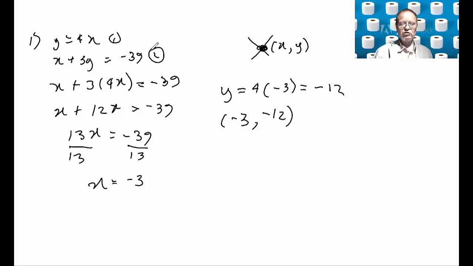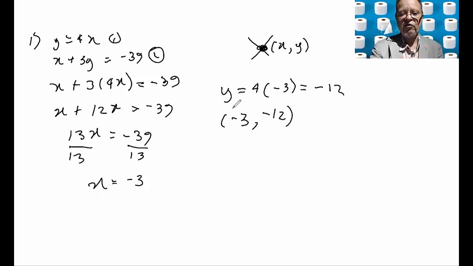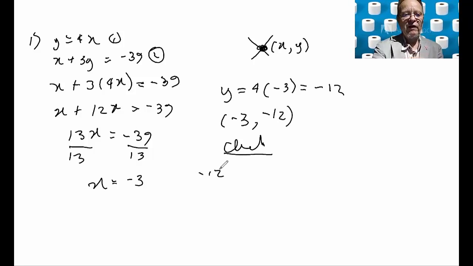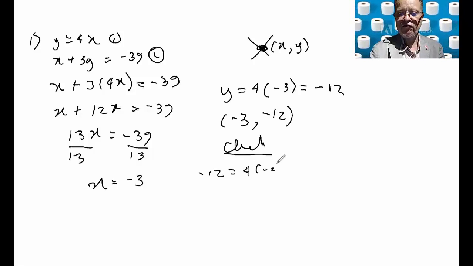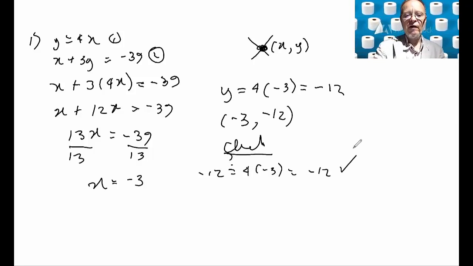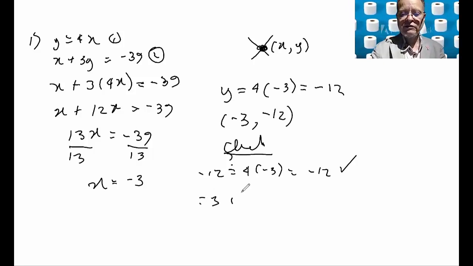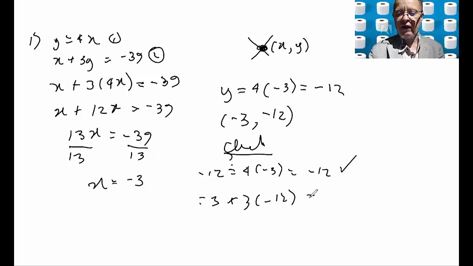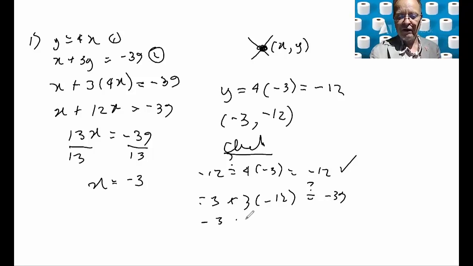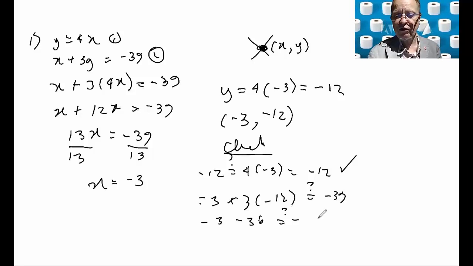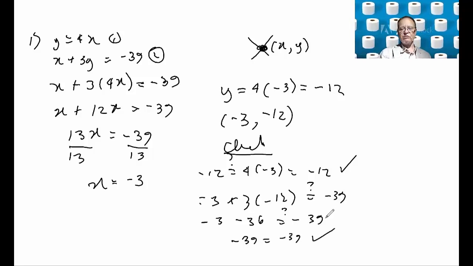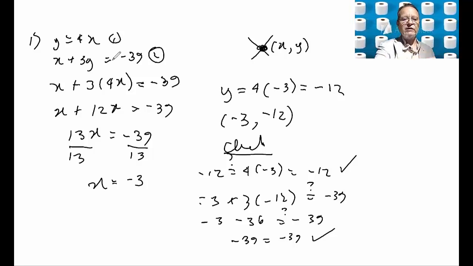Now, of course, you always want to check this to make absolutely sure that it coincides. So we check. So is y, well, y is negative 12 and is equal to 4 times negative 3. So that's equal to negative 12. So that's good. And then we check the other one, and we have x is negative 3 plus 3y is negative 12, and that question mark is equal to negative 39. So we're just checking that, and we find that this is negative 3 minus 36 is equal to negative 39, question mark. And indeed, negative 39 is equal to negative 39. So indeed, this is correct also. So this is the point where the two lines intersect each other.